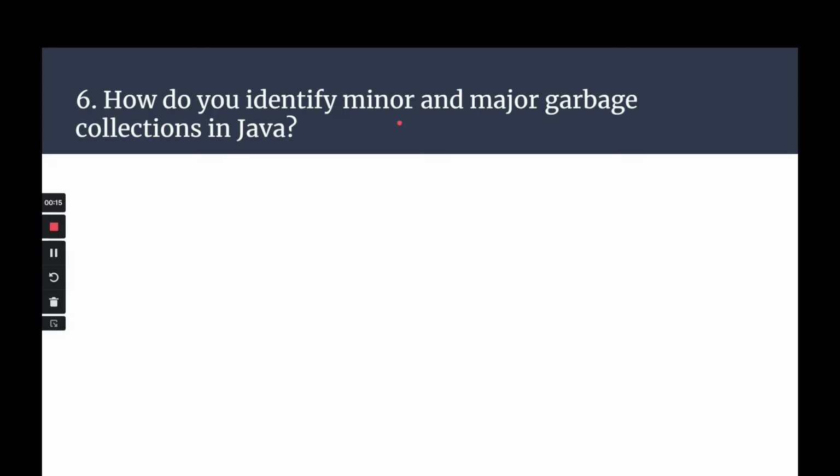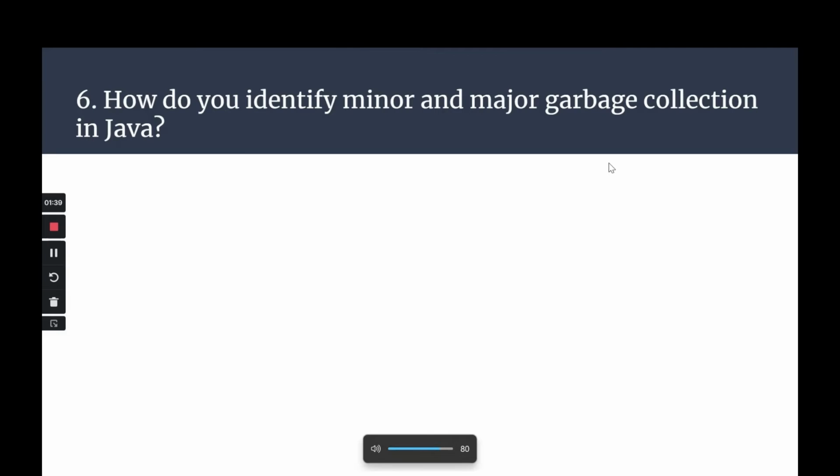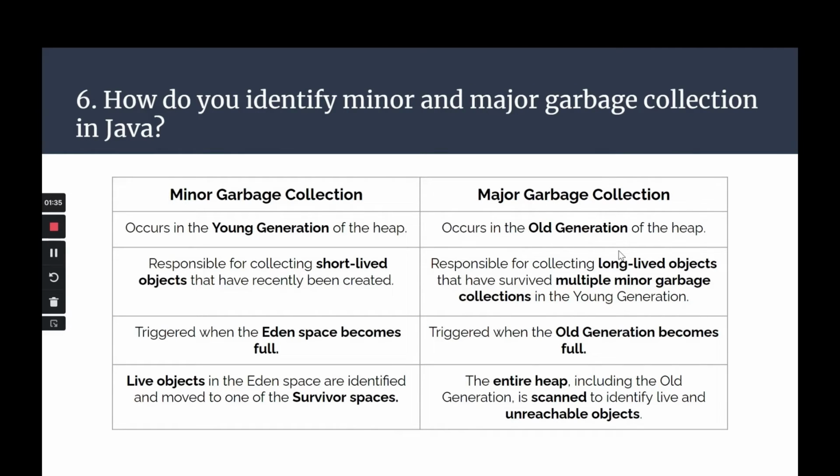The next question is, how do we identify the minor and the major garbage collection process? This is a very important question. Minor garbage collection, major garbage collection. This is where the parts of heap memory come into the picture. Like we said, minor and major garbage collection have to do with the parts of the heap memory. Minor garbage collection will occur in the young generation. Remember the young generation, which consists of two things, the Eden space and the survivor spaces. Major garbage collection happens in the old generation, the place where the ultimately saved live objects will go. Minor is responsible for the short-lived objects that have recently been created, and major garbage collection is for collecting the long-lived objects that have survived multiple minor GCs.